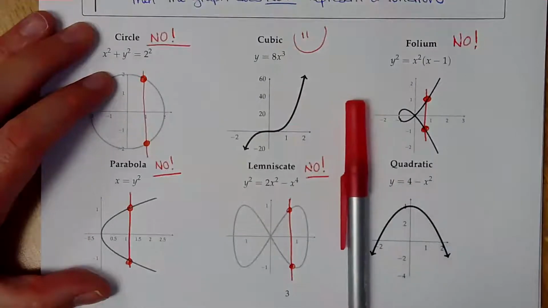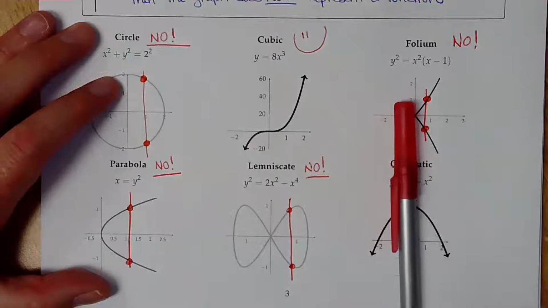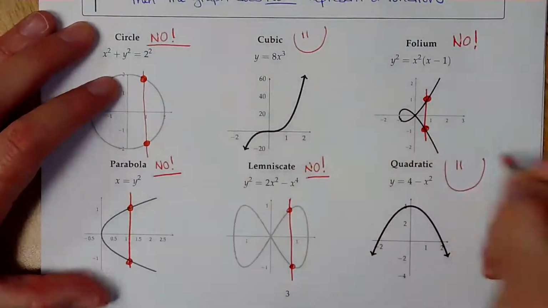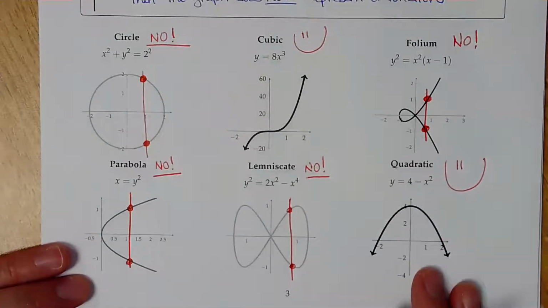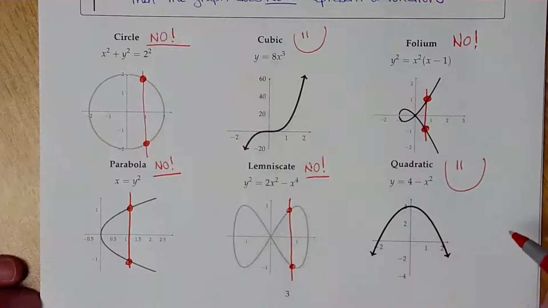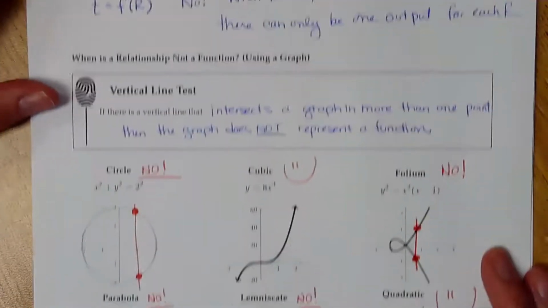And now as I go on across on this one, on the quadratic, it's only touching in one place, one place. Yeah, this one's good. This one passes as a function. So if you have a graph, you want to look at this vertical line test. And really, if you're asked to justify, drawing that vertical line and putting those two points that match up with the vertical line in your graph is a really great justification there.